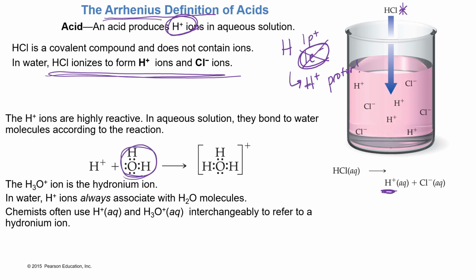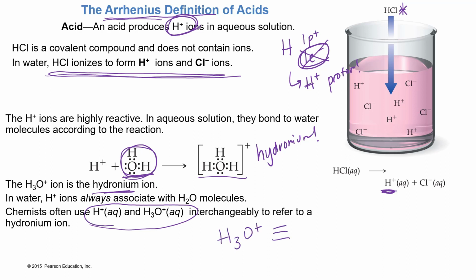Hydrogen ions are really reactive, and so what they do in water is they bond to the water and form something called hydronium. It's written right here, with terrible handwriting, I know. All the hydrogen ions always associate with water molecules, and so these two things are used interchangeably. So wherever you see hydronium, it is equivalent to H+. Depending on how the question is written, it could say H3O+ or H+. They both mean the same thing.